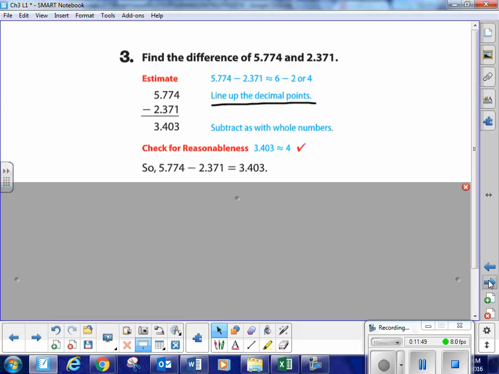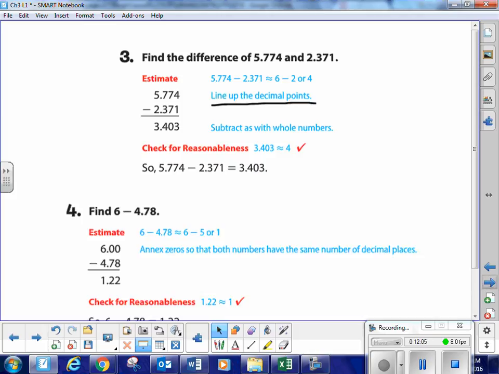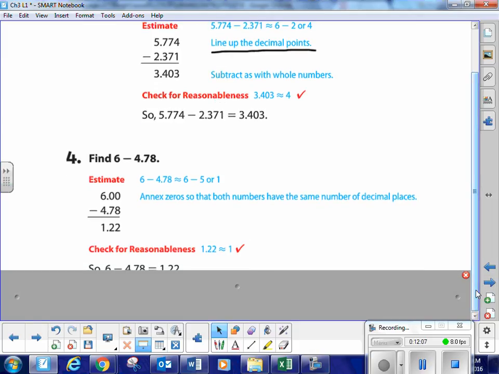After subtracting, they come up with 3.403. Okay, and you just subtract this whole number. It says it right there. You just subtract normally. And then they check for reasonableness, and they find out 3.403 is about 4. That is reasonable. Excellent.